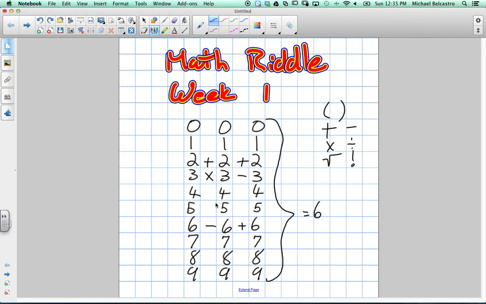5 and 7 are very similar. We can do 5 divided by 5, which will give us 1, plus 5. So 1 plus 5 is 6. That works out great. We can do 7 subtract 7 divided by 7. So 7 divided by 7 is 1, and 7 minus 1 is 6.